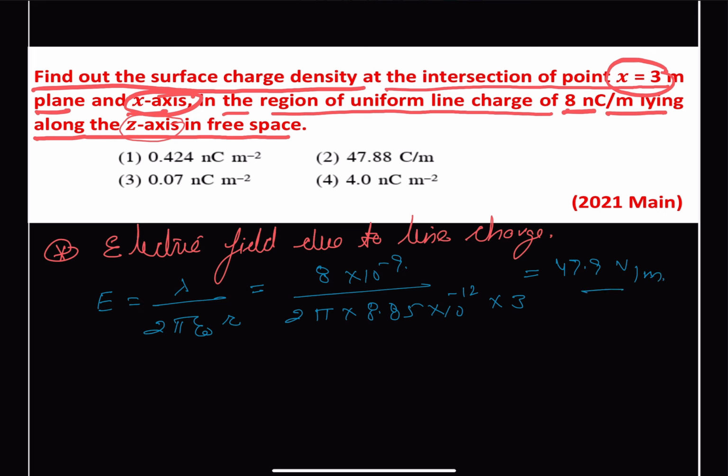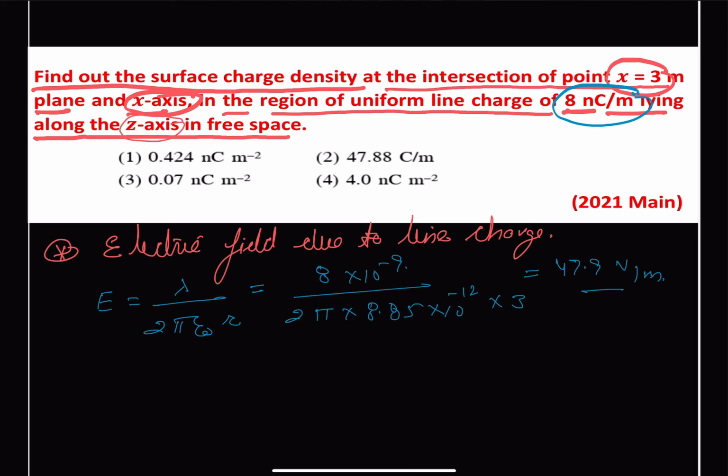And so we found out our electric field at a distance of 3 meter, which is due to a line charge having a charge density of 8 nanocoulomb per meter. But in this case, we are supposed to find out the surface charge density on the plane in a free space.